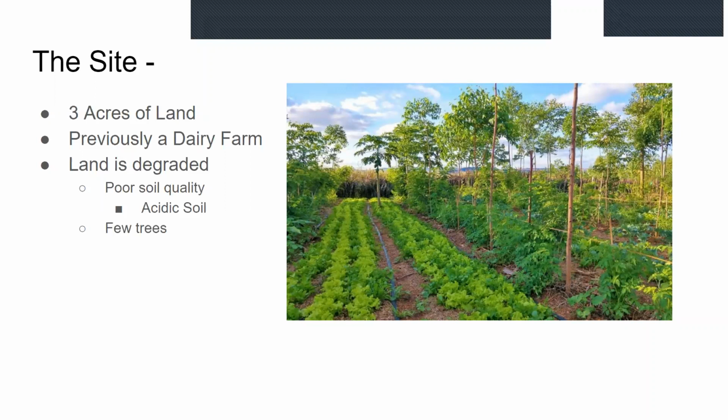So the idea is we want to restore the land with a variety of trees, and we want to bring the pH to a more neutral level. And we're going to do that by introducing hardwood and fruit trees. And so this is kind of the initial design plan.